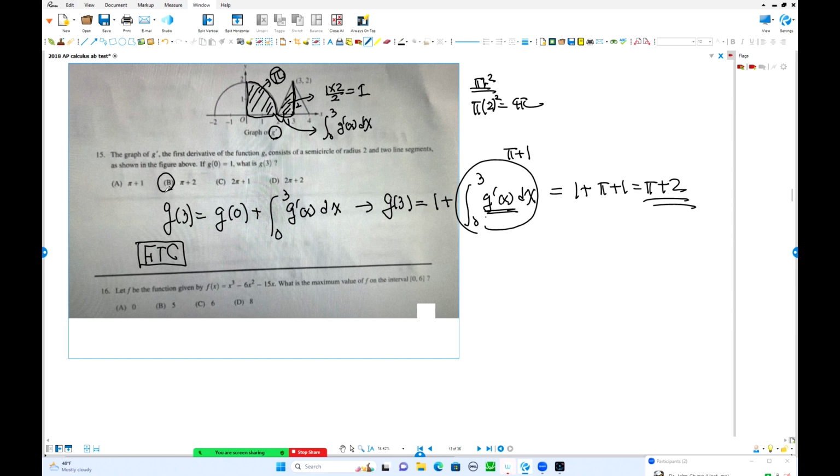Any questions on number 15? No. It is okay.